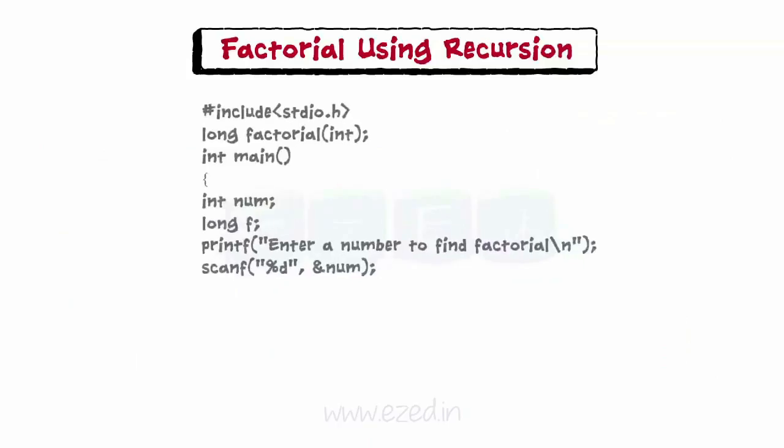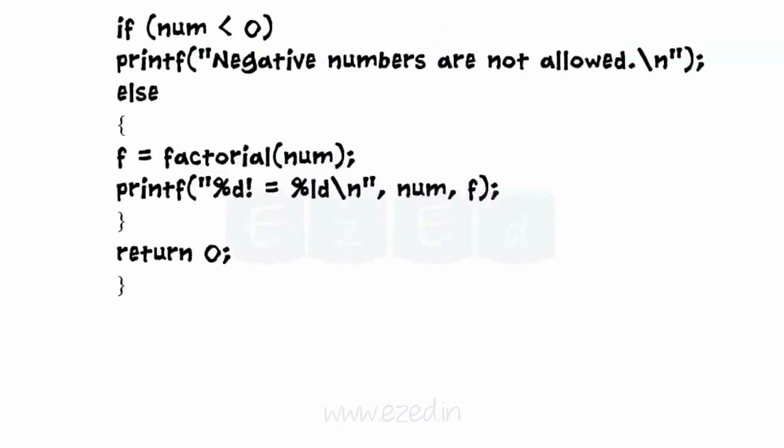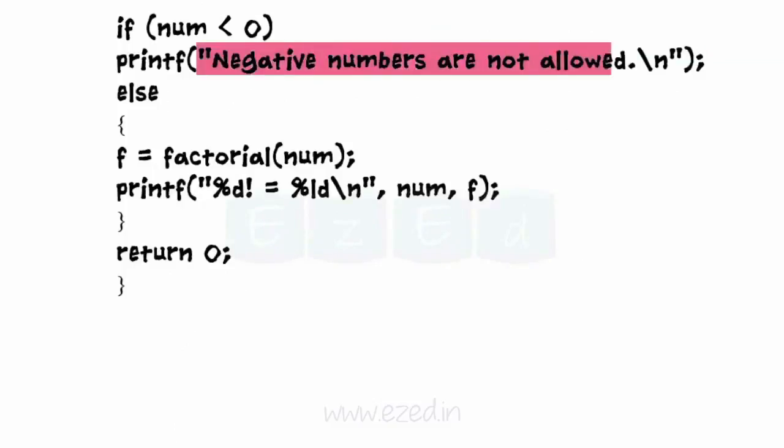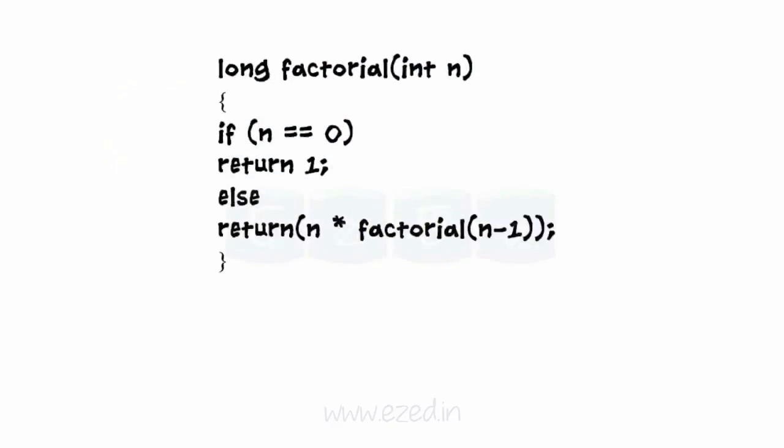Now let's study factorial using recursion. Focusing on the main logic, we reach the if condition. As we can find factorial of only positive numbers, negative numbers are not allowed. If the number is positive, then we call the factorial function passing it the number as an argument. Let's see what happens in the function then.